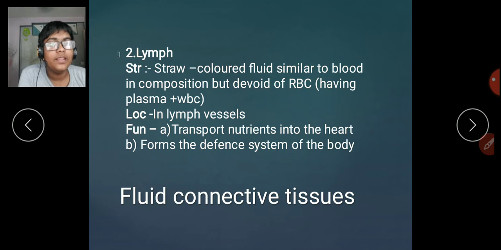Now, lymph transports nutrients to the heart, and it also forms the defense system of the body because it has WBC, that is white blood cells.